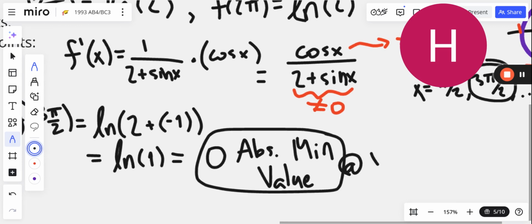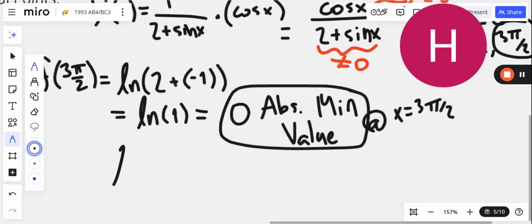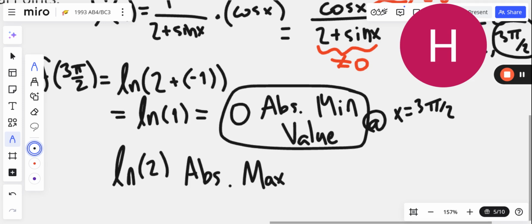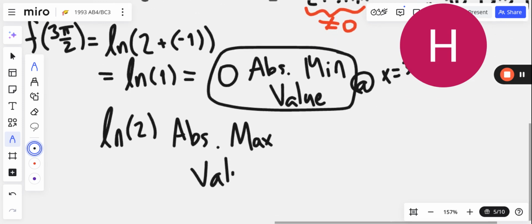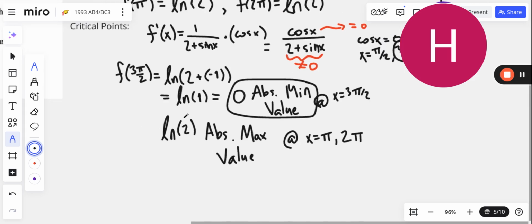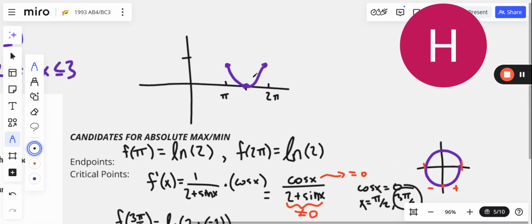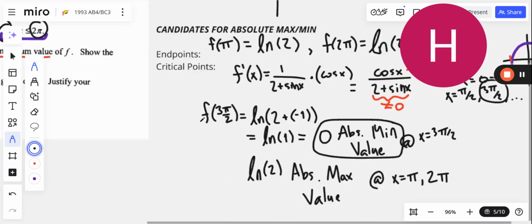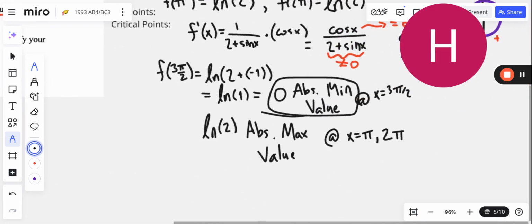We can say that it's at x equals 3 pi over 2. And then we can say ln of 2 is the absolute maximum value. And we're going to indicate that it occurs at x equals pi, comma 2 pi. It's not just occurring at x equals pi. It's the same y value, which is the highest y value in that interval, and it occurs at 2 different times. Okay, so that would give us full points.